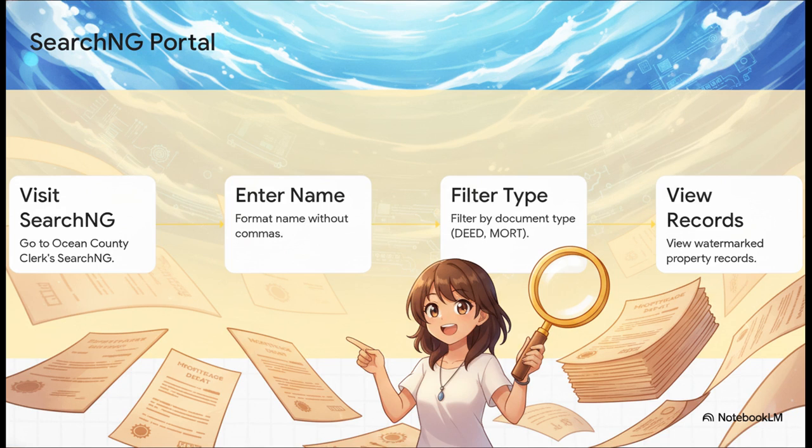You need to pay incredibly close attention here. When entering a name, you have to format it exactly as required. Last name, space, first name. So like Smith, Al, with absolutely no commas. Then you just filter by document type like deed or mort, and you can view watermarked property records dating all the way back to April 1977.